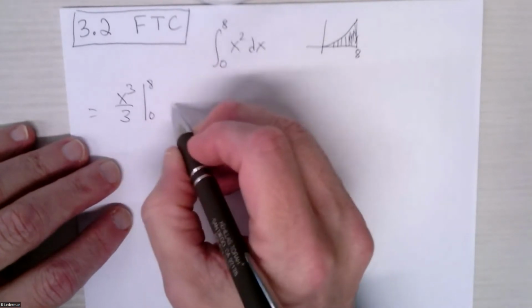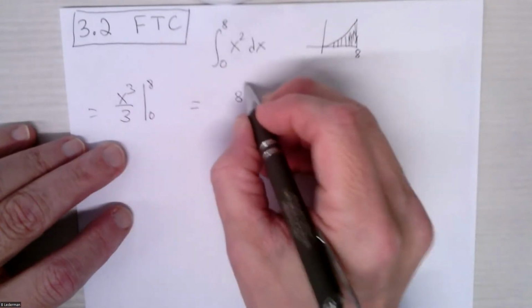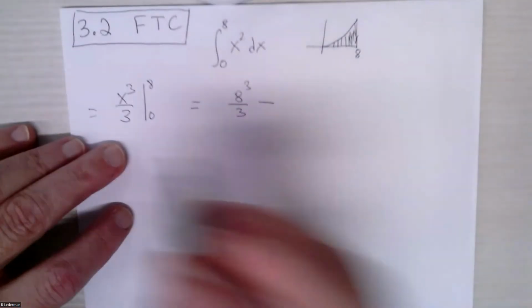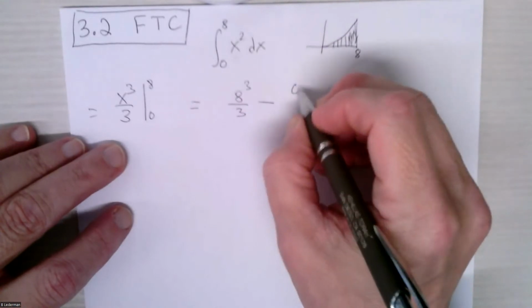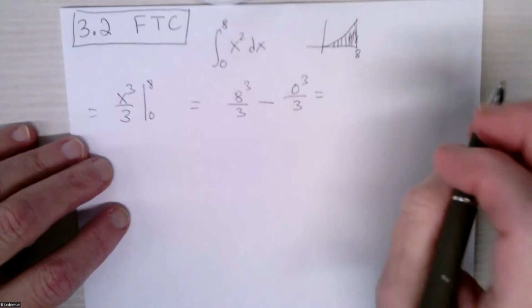And that means we plug in 8 for x. So it's 8 to the third power over 3 minus, now plug in this next number, which happens to be 0, 0 to the third over 3. And this is equal to, drum roll please.